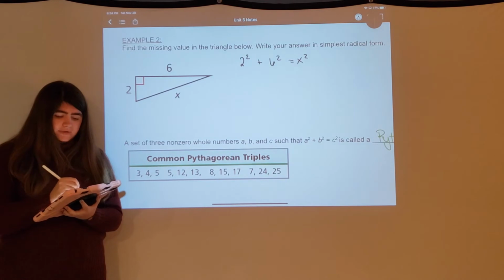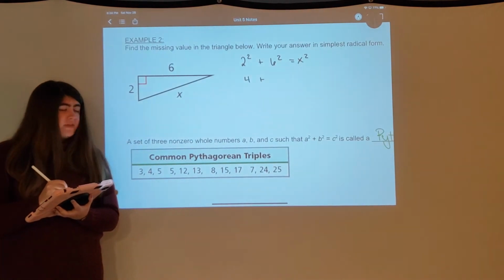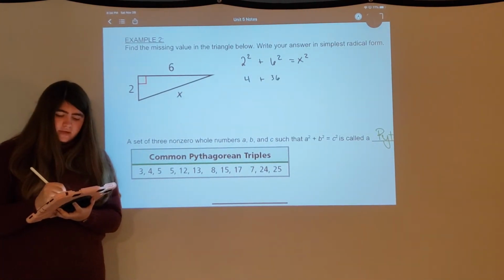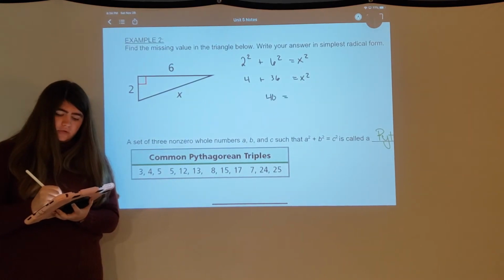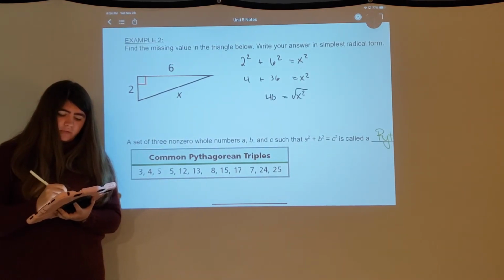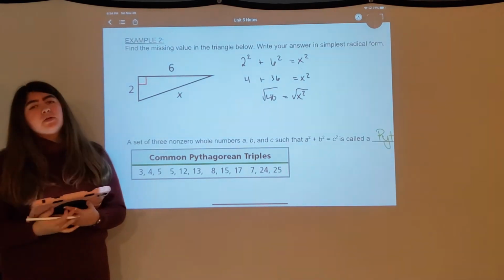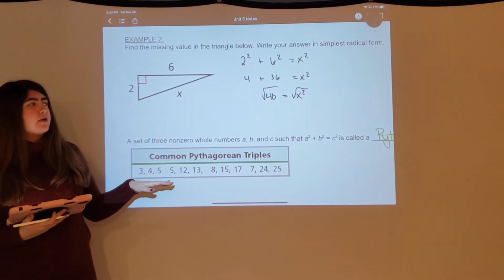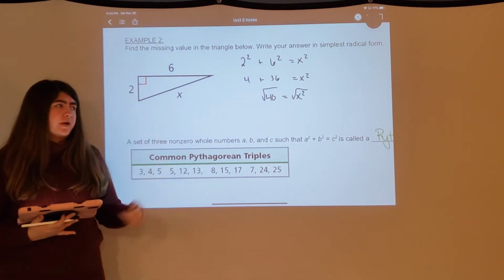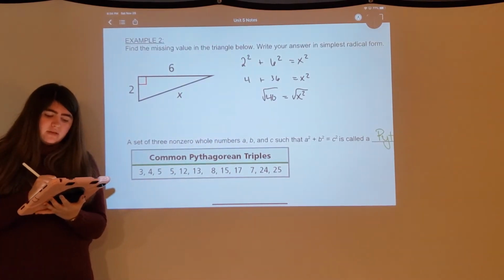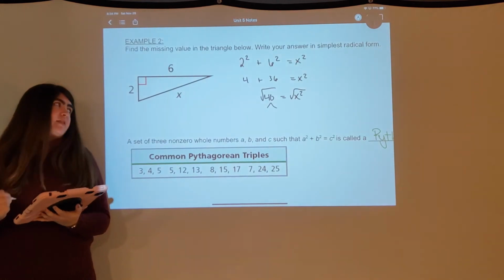2 squared is 4, plus 6 squared is 36, is equal to x squared. So I have 40 is equal to x squared. I'm going to take the square root of both sides. I want to write my answer in simplest radical form, which means that I'm not trying to find a decimal there. I'm going to break this down and see what I can simplify it into.